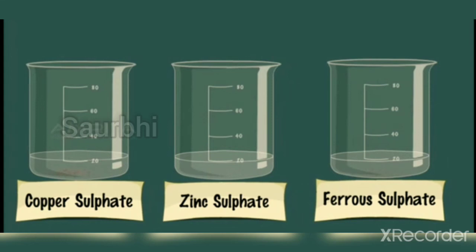Now we have the ferrous sulfate solution. We see the green color of ferrous sulfate disappears and iron particles settle down at the bottom of the beaker. It indicates the aluminium is more reactive than iron and it can displace the iron from FeSO4 solution. It forms a colorless solution of Al2(SO4)3.